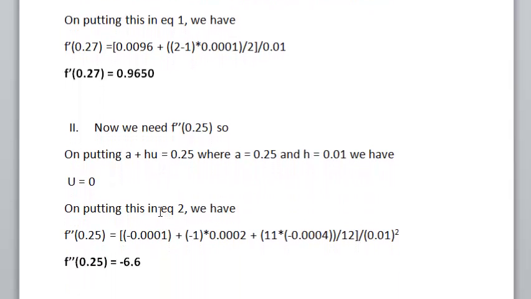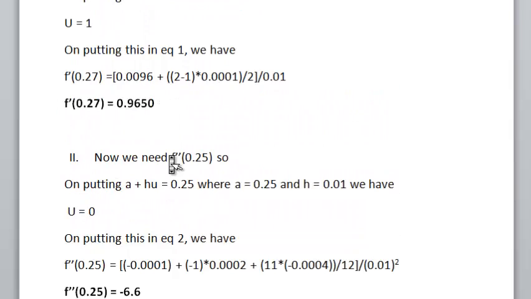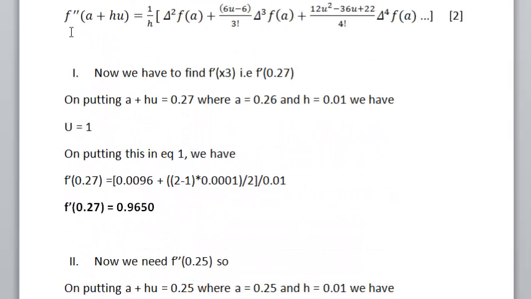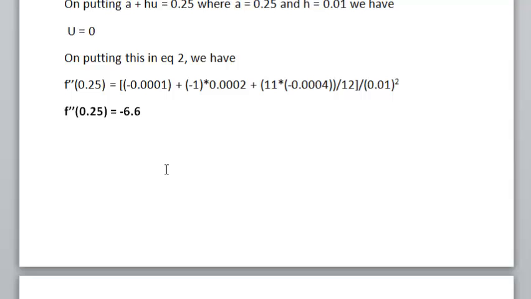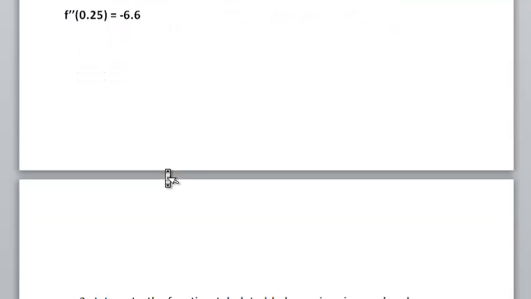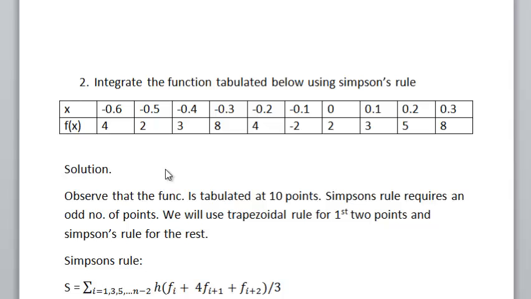Then we need to find f double dash 0.25. So we take a is equal to 0.25 as in the question, and h is equal to 0.01. We got u is equal to 0. Again by putting u is equal to 0 in equation 2, simply we can get f double dash 0.25, which comes to be equal to minus 6.6. That's the final answer. Now we move on to the second question.